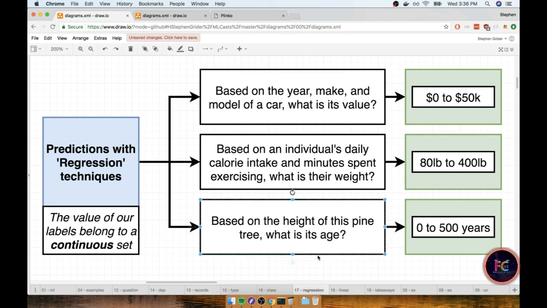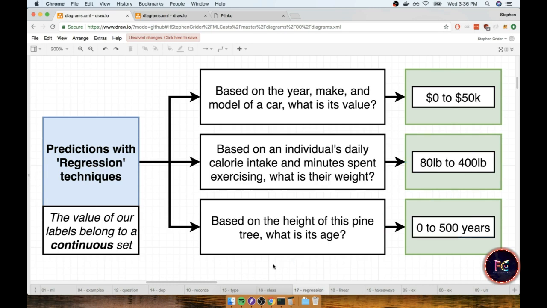Now, as one last example, let's say that based on the height of a pine tree, which is just a type of tree, what is its age? So how long has this tree been growing? Again, maybe that would belong to a continuous set of values, so anywhere from 0 to 500 years, and any value in between. So these are all examples of outputs or predictions that are continuous in nature. We can get a prediction or an output that belongs to any value in between these two bounds.